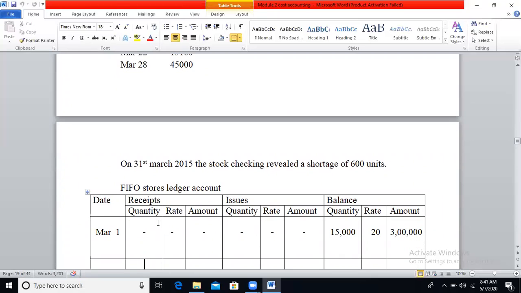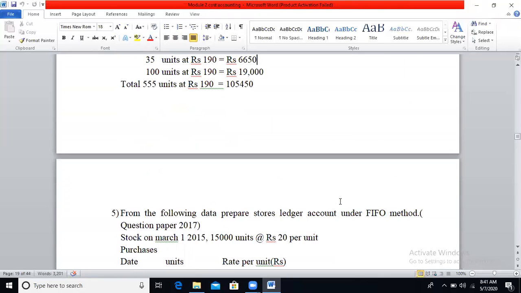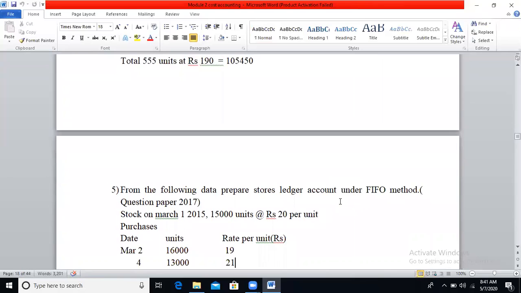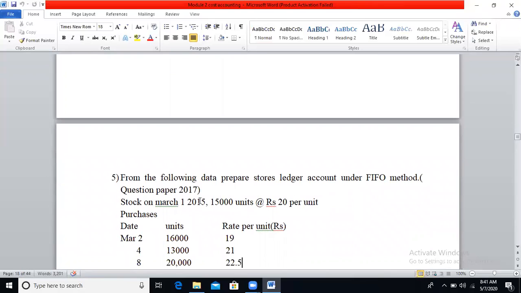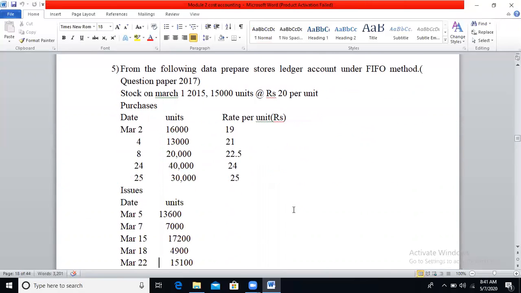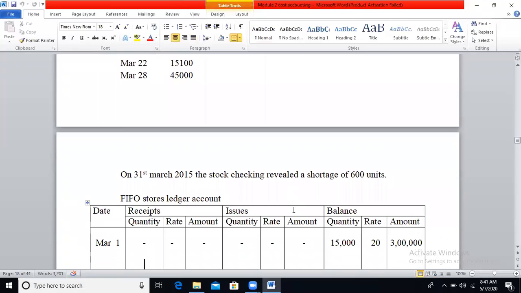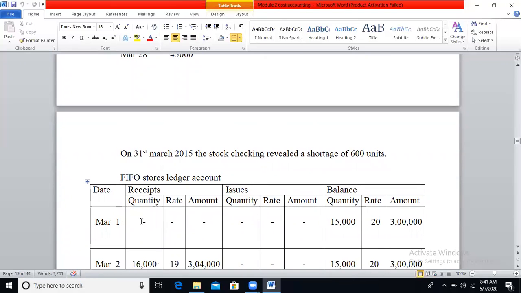So this is the format of the FIFO ledger account, that is date, receipts, issues, and the balance. If you are having an opening balance, that should be entered in the balance column. So stock on March 1st, 2015, we are having 15,000 units at rupees 20 per unit. So this should be recorded in the balance column. The date will be March 1st. Quantity will be 15,000. The rate will be 20. If you multiply quantity into rate, you will get the amount. 15,000 units into 20 rupees, you will get the value as 3 lakh.